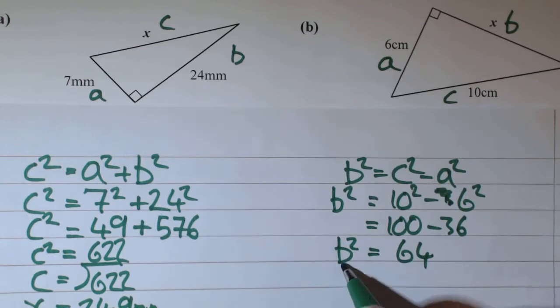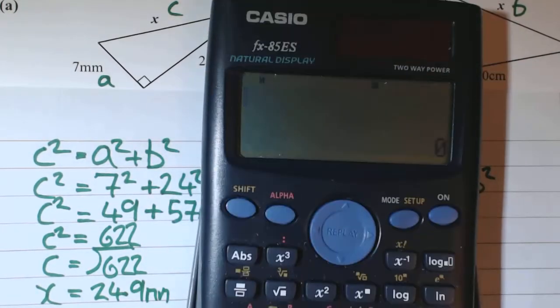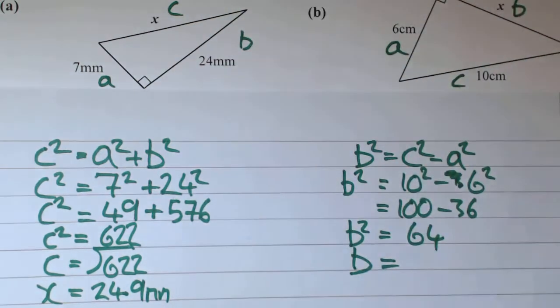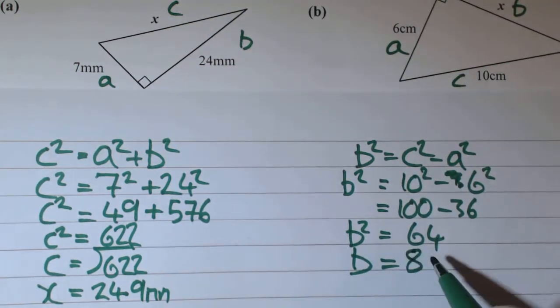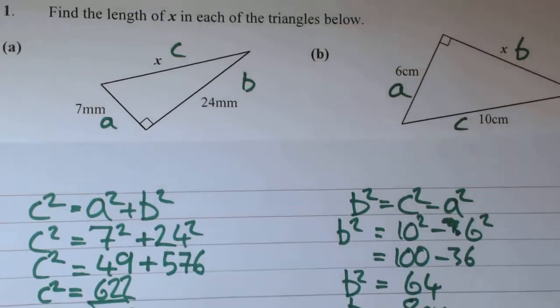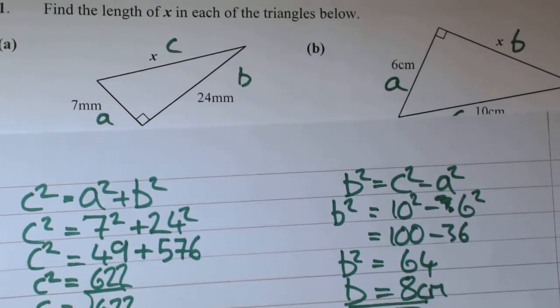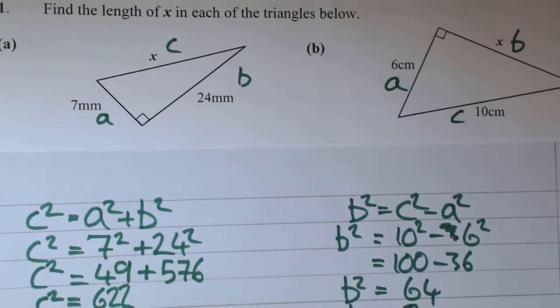And to get B, we can say the square root of 64 equals 8. You'll get to the point where you'll be able to do these in your head, some of the square roots. So we can just say X equals 8 centimetres. So that's two examples using the same formula, but you're having to change the order of the formula. And I'll pause this one just to see why it's all going very slow.